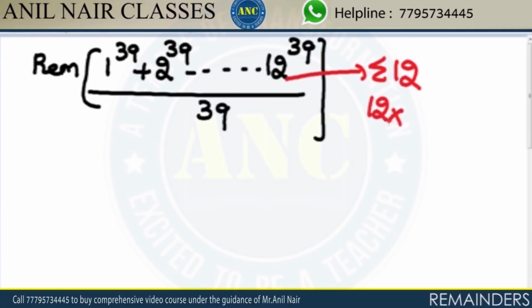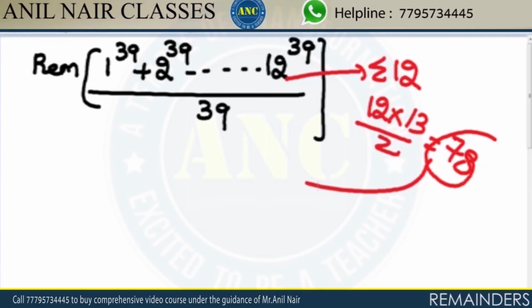Summation 12 is 12 into 13 by 2, which is 78. Any number divisible by 78 is also divisible by 39, because 78 is nothing but 2 into 39. Answer is 0. Next, one more question.